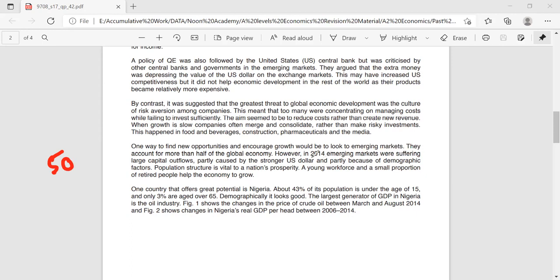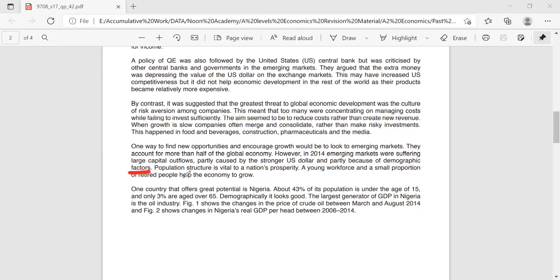However, in 2014, emerging markets were suffering large capital outflows, partly caused by stronger US dollars and partly because of demographic factors. Population structure is vital to a nation's prosperity. A young labor force and a small proportion of retired individuals help the economy to grow, right? But what happened in 2014? Emerging markets were suffering large capital outflows. Money and investment was going out of developing countries to developed countries, right? Which should not have happened, right? Partially because of stronger US dollars, right? And partly because of demographic factors.